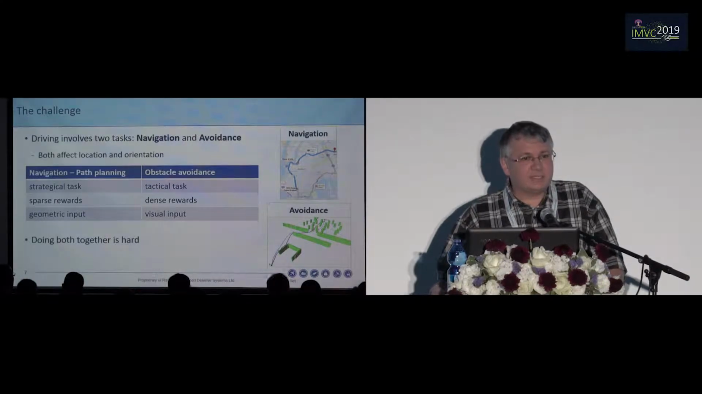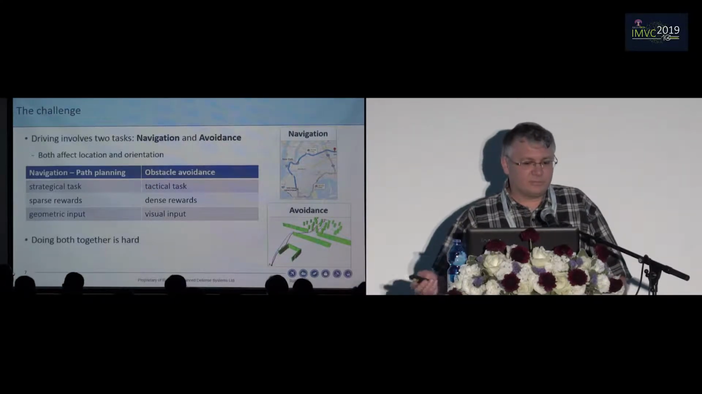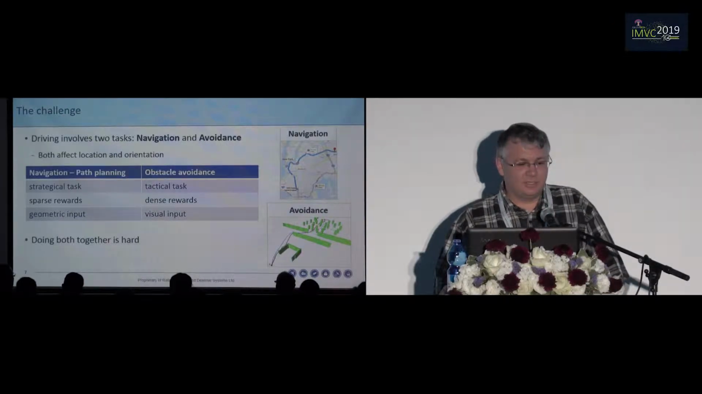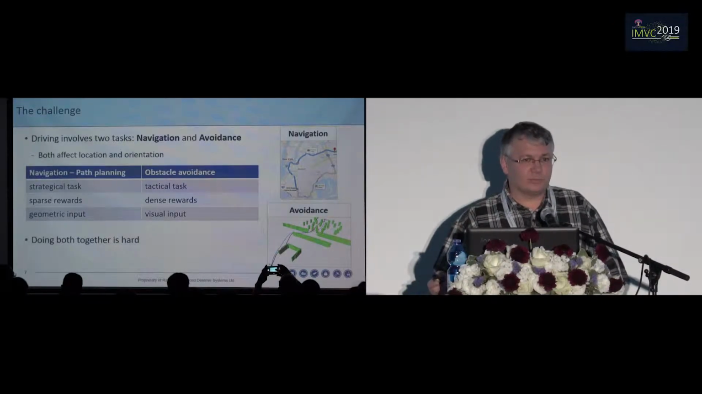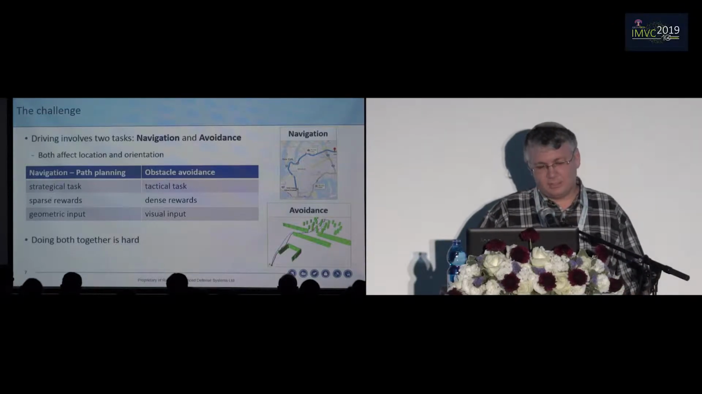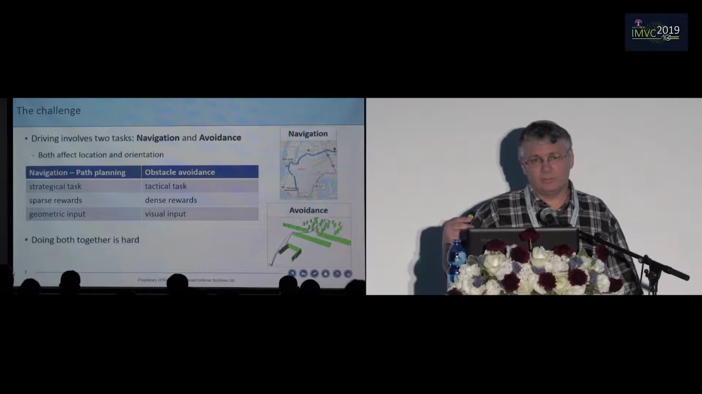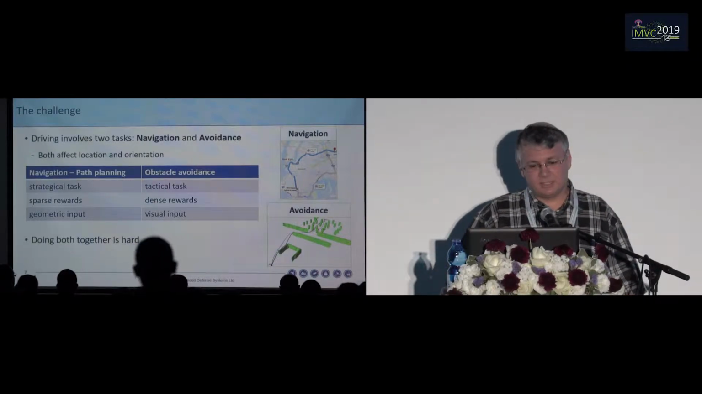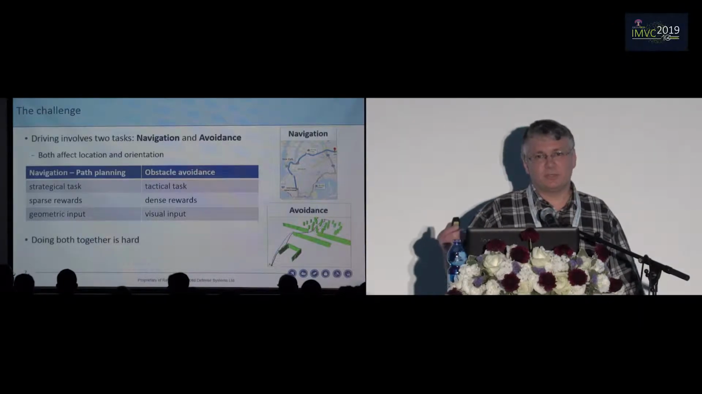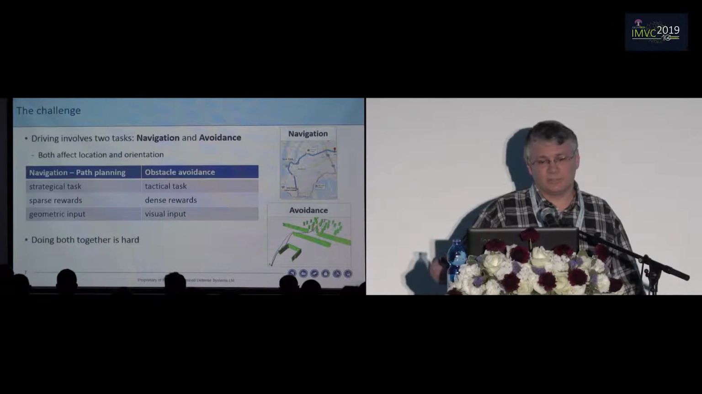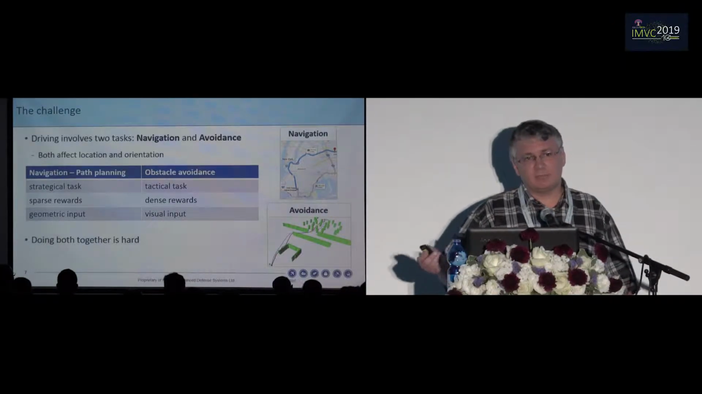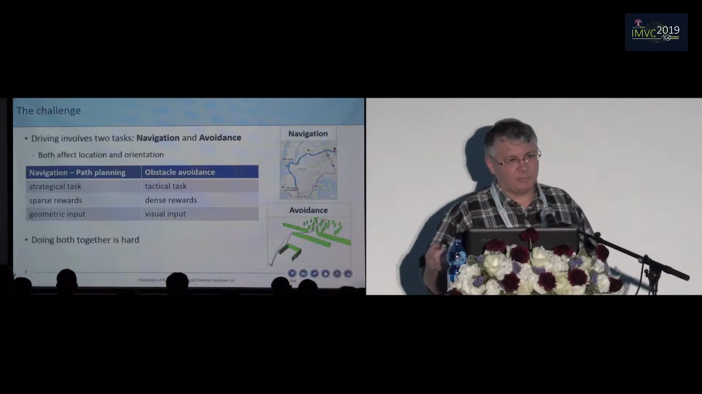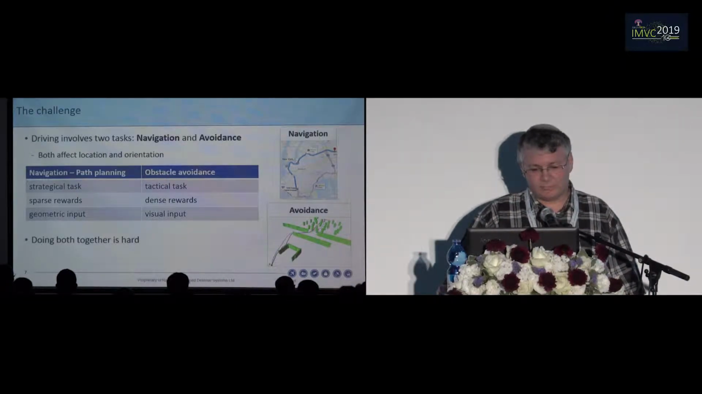The challenge. Our main insight in this project is that driving involves two different tasks, navigation and obstacle avoidance. They both affect the location and orientation of the vehicle. However, they are very different. Navigation or path planning is a strategic task. It has sparse rewards. I mean, you only get a reward when you reach the target. And it has a geometrical input with the coordinates of the target. On the other hand, obstacle avoidance is a tactical task. It has dense reward. In each step, you know if you crashed into an obstacle or not. And input is usually visual, a depth map or an obstacle map, or only an image like humans driving.